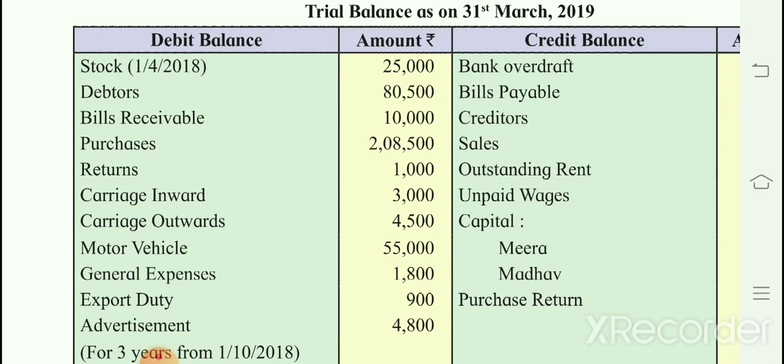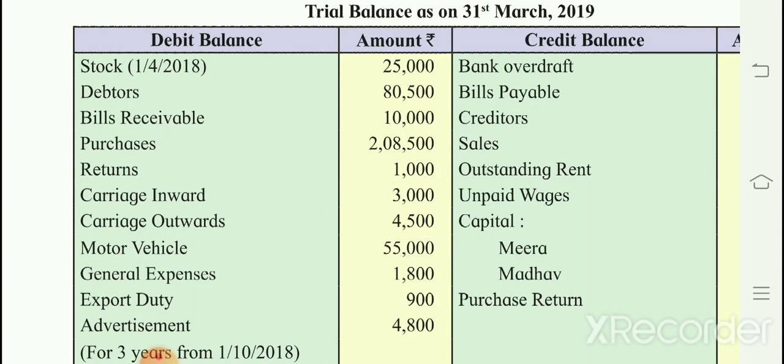Next is returns. The debit balance of return means it's our sales return. So this amount of sales return will be deducted from sales. So on credit side of trading account, for now we will write it. Whenever we will write this sales, this amount of returns will be deducted from the amount of sales. Next, carriage inward. On debit side of trading account, we will record this item.